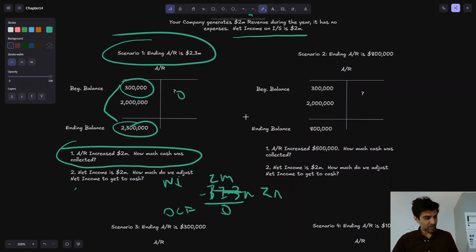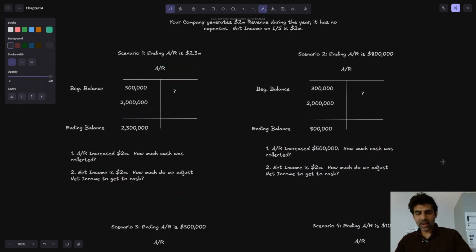Okay, so now let's do another one. Again, same beginning balance. My ending balance is now different, 800,000. How much did I collect? 1,500,000. So my AR increased, but it didn't increase as much as in the first scenario. Okay. So how much do I need to adjust net income?